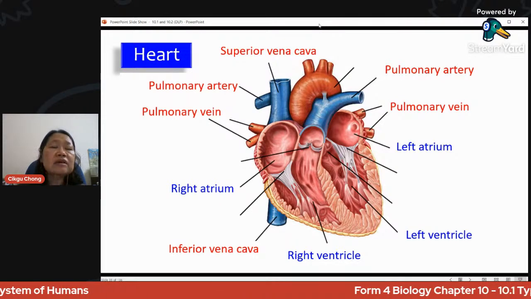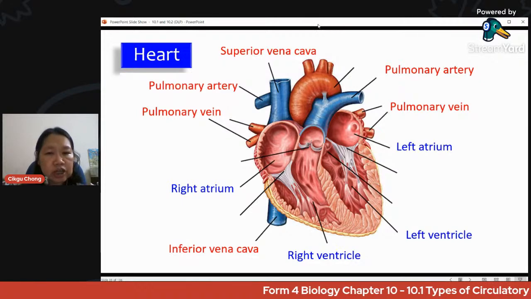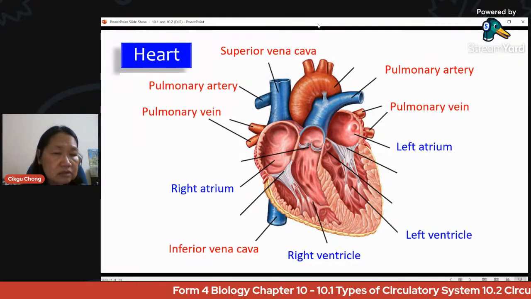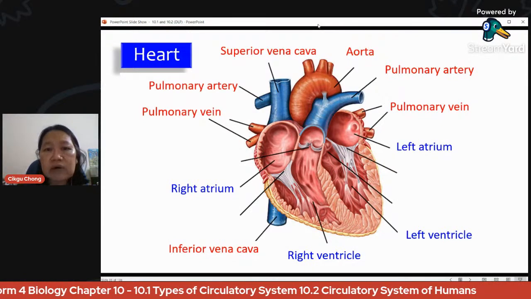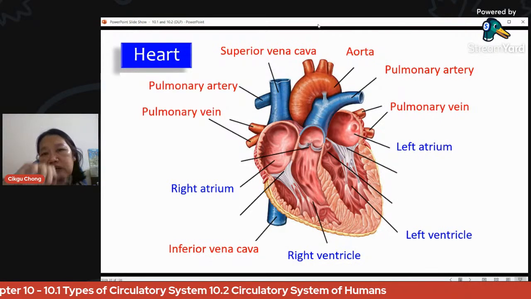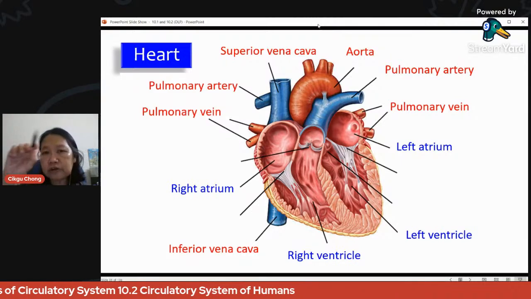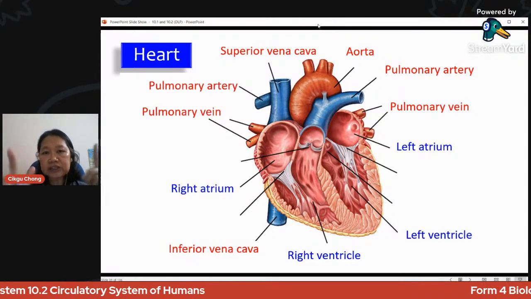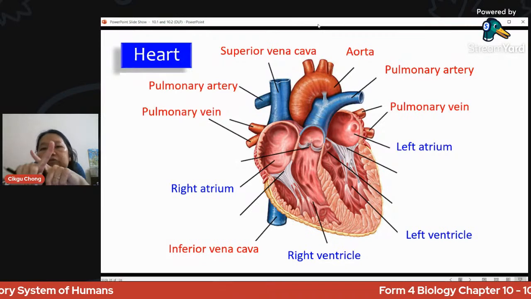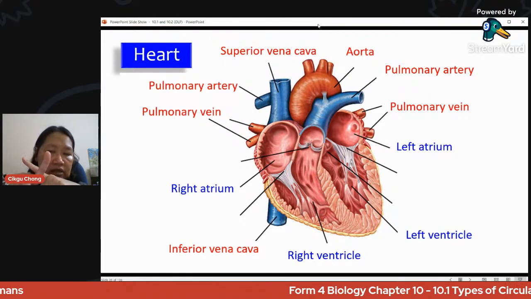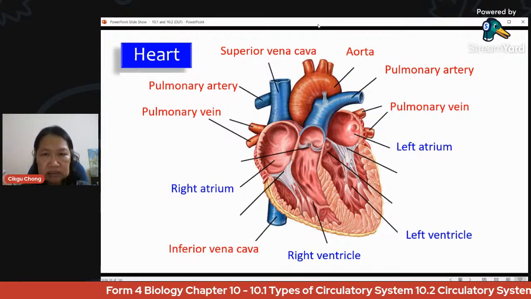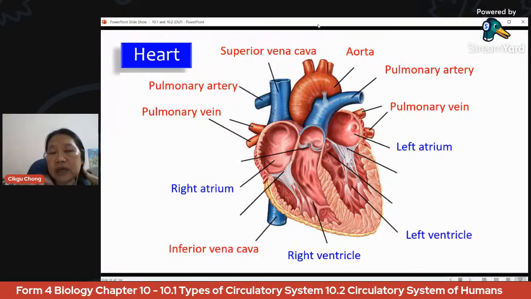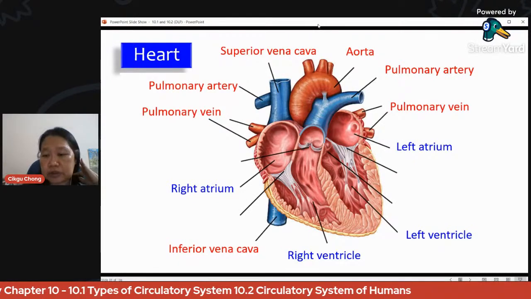And what about the valves? We're done with the chambers. We're done with the blood vessels. Now look at the valves. Oh, sorry, aorta. We haven't seen the aorta. Aorta is the one that curves. You can see very easily it curves. Actually the pulmonary artery and the aorta crisscross. It's like they overlap each other. But don't get confused. As long as you see the one that curves like this, that is the aorta. It carries blood to all parts of the body.